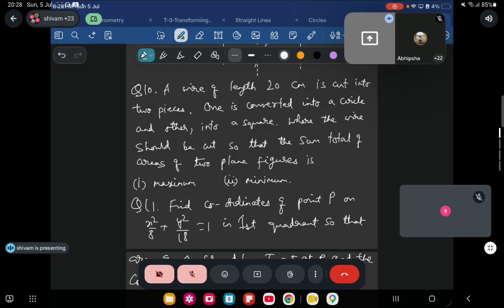Okay, let us start, everyone. First of all, I'm going to solve part 2. A wire of length 20 centimeters is cut into 2 pieces. One is converted into a circle and the other into a square. Where the wire should be cut so that the sum total of areas of the 2 plane figures is minimum? Yes, Swapnil, your answer is correct.